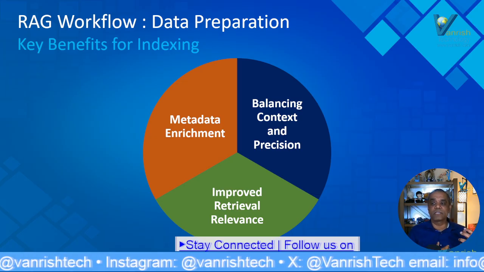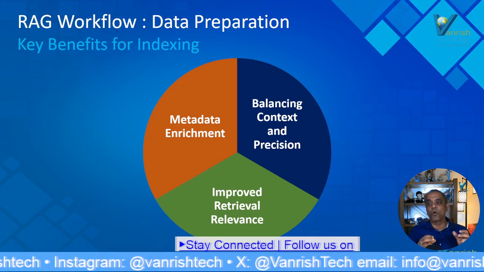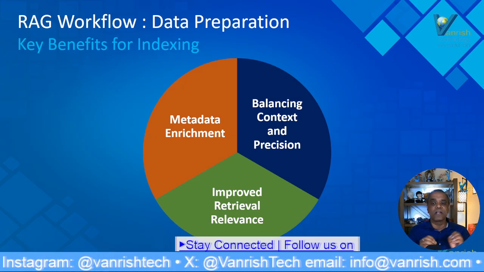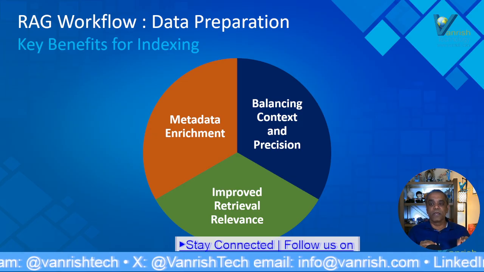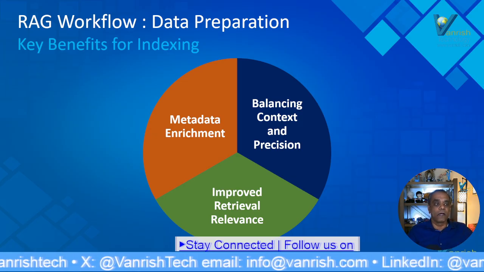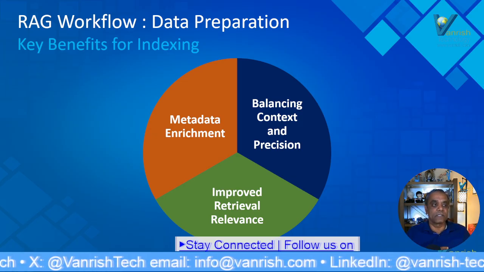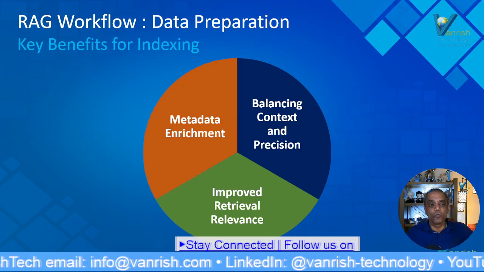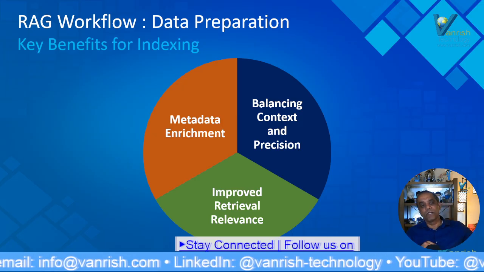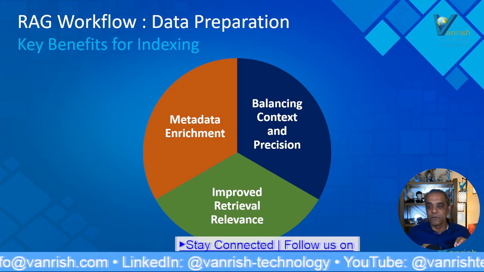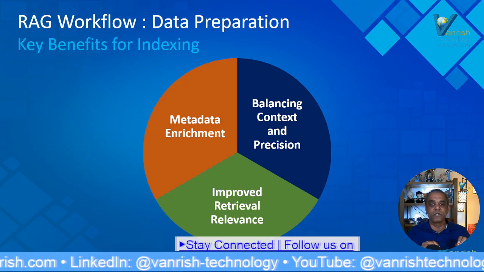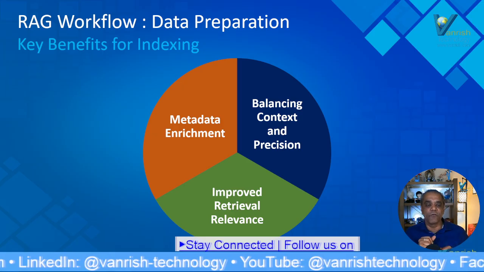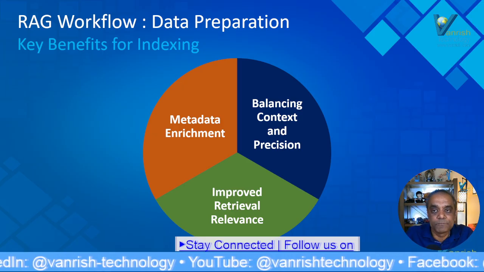Second is improved retrieval relevance. By using recursive chunking, the stored chunks are more likely to contain a complete, coherent idea rather than cut-off sentences. That is the benefit of this chunking when you are preparing your data. And metadata means you are storing your information through metadata, header information, markdown, or code structure, which you can easily extract from the index.